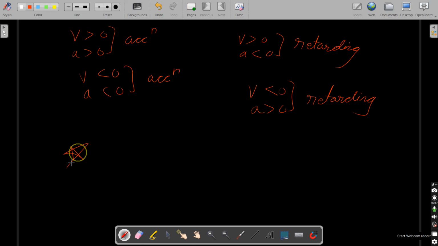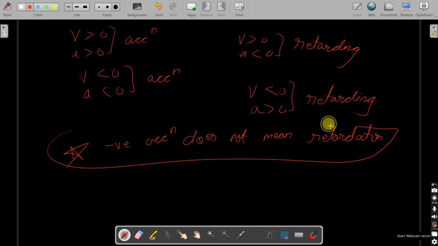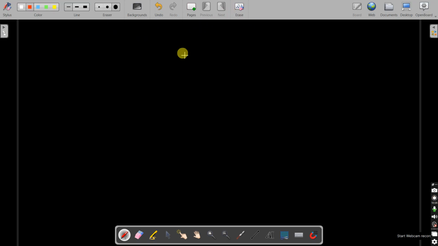An important point, negative acceleration does not mean retardation. So let's solve one question. Find the time interval when the particle is taking turn. Find the time interval when the particle is accelerating or retarding.